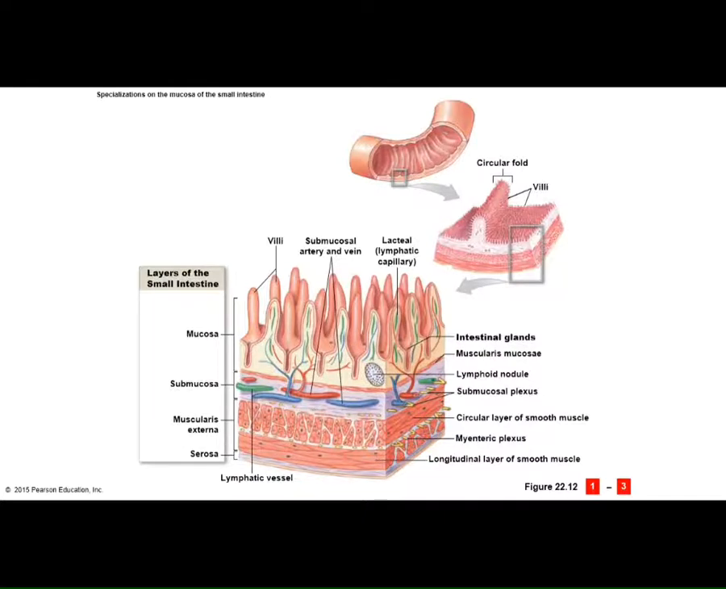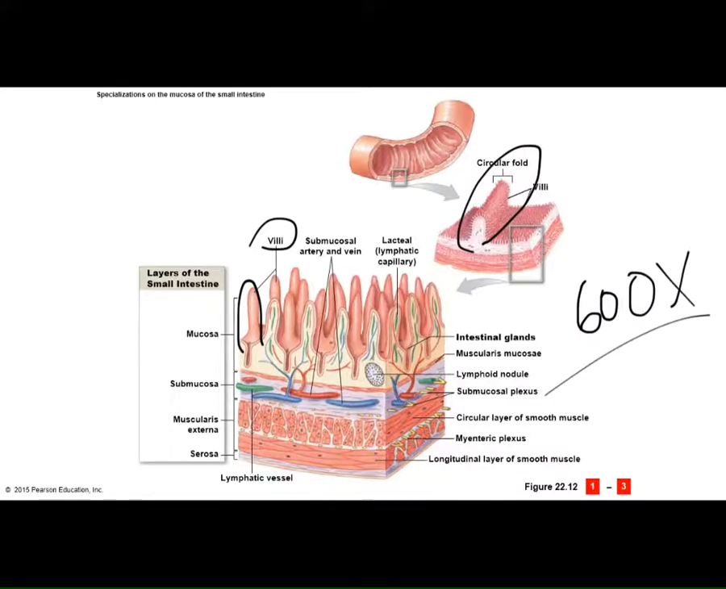So again, all these finger-like structures are villi, and we don't see it here, but each villus itself is loaded with microvilli, and on top of the villi, there are circular folds. So you've got these folds with villi on which there are microvilli, and collectively, this is giving you a 600-fold increase in surface area so that nutrients can be absorbed while traveling through that 18 feet or so of small intestine.